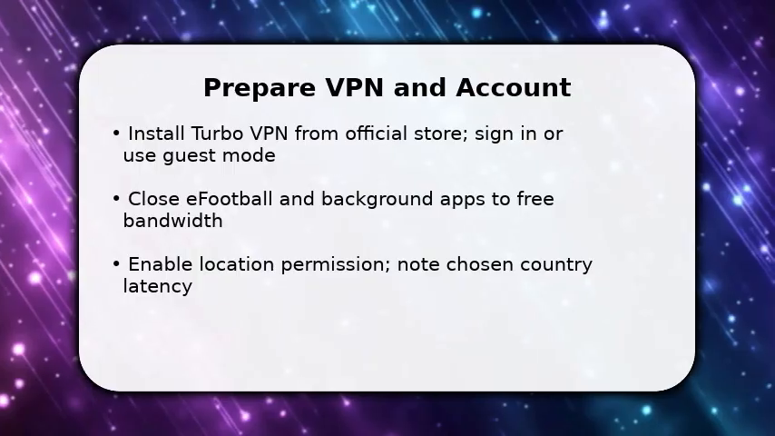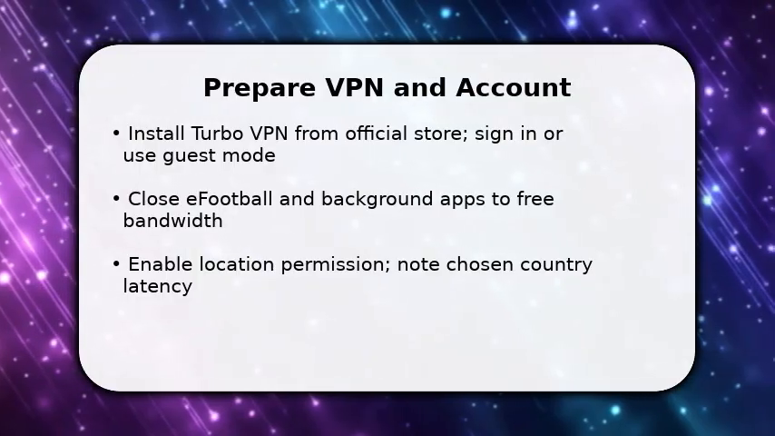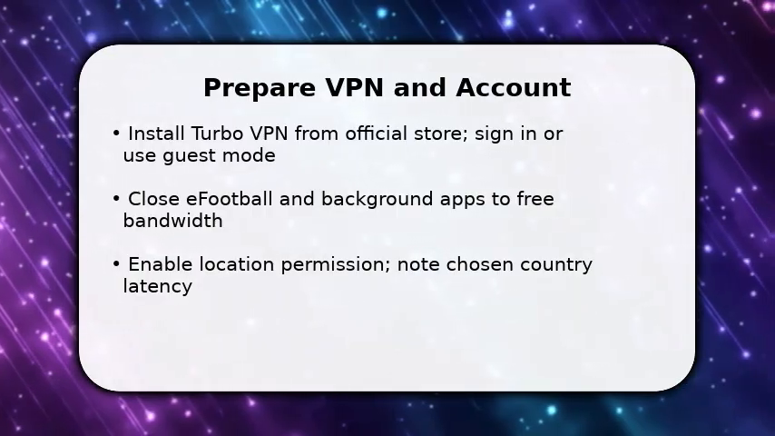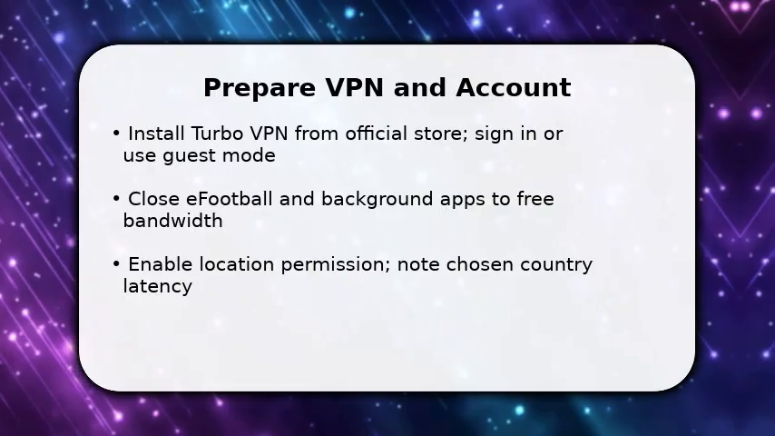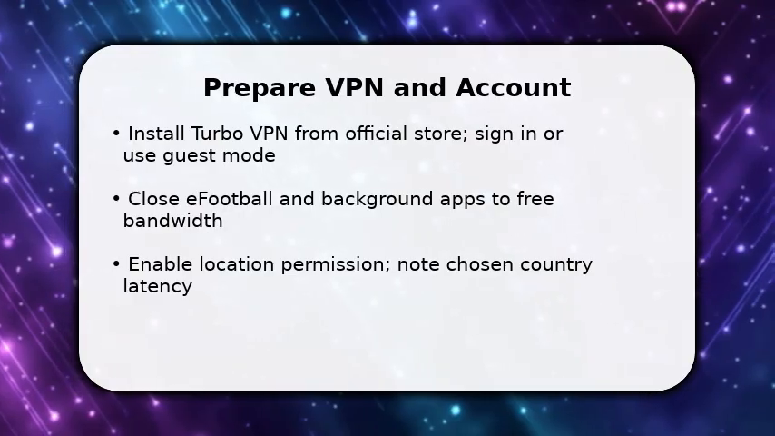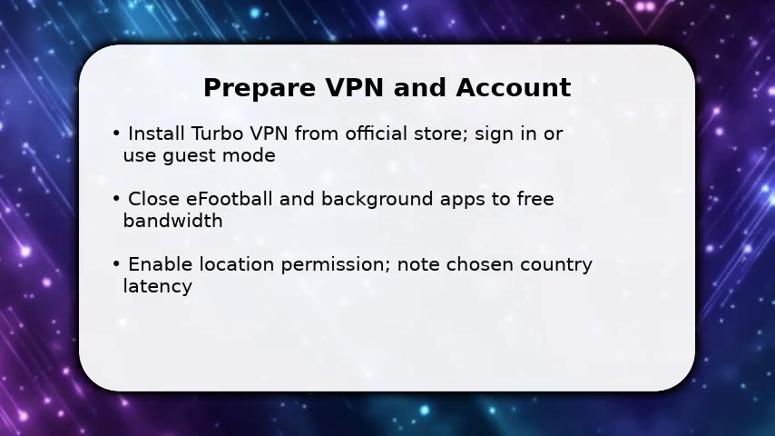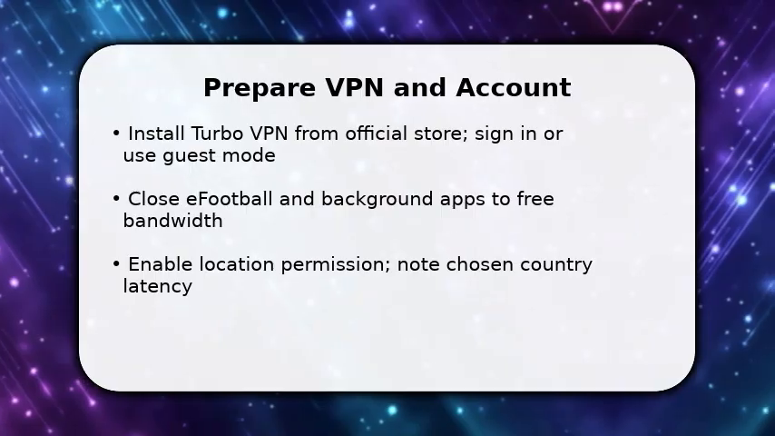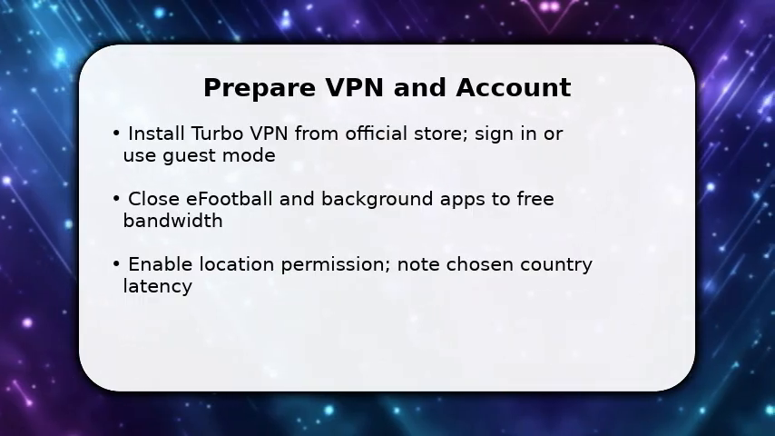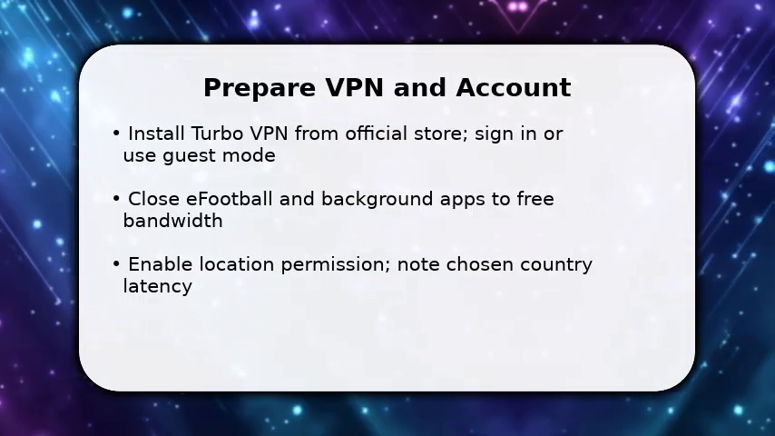Enjoy the video. You'll begin by preparing Turbo VPN and your Efootball account. Install Turbo VPN, grant permissions, and sign in or choose guest mode. Once done, close Efootball and unnecessary apps so the VPN has full bandwidth. This reduces packet loss. Pick a server country near the game servers or one optimized for low ping because lower latency means smoother online play.